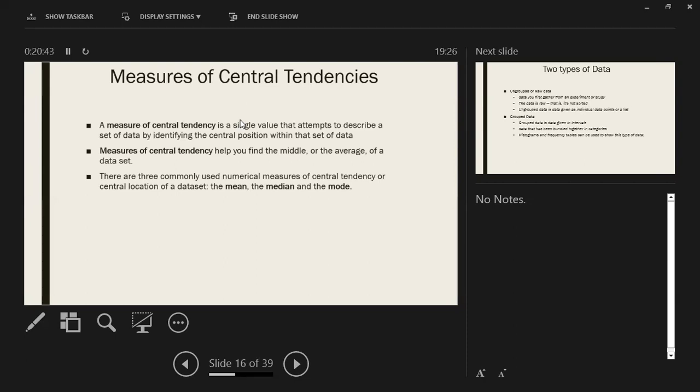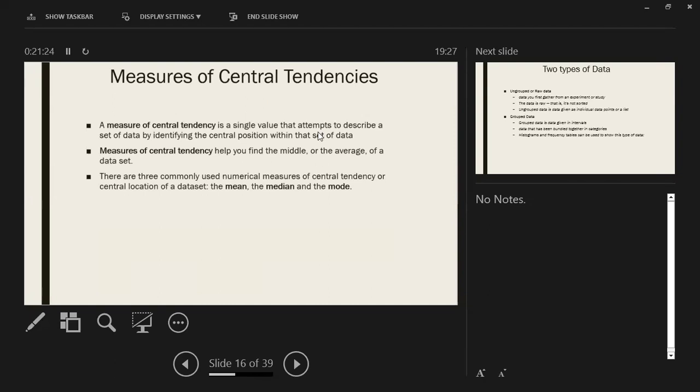A measure of central tendency, like we said last week, is a single value that attempts to describe a set of data by identifying the central position within the set of data. This section that we are doing, if you check in your study guide, is under what is called management statistics. When we're talking about measures of central tendency and measures of dispersion, the type of statistics we are dealing with is descriptive statistics. These are types of statistics that we are going to use to describe the set of data.